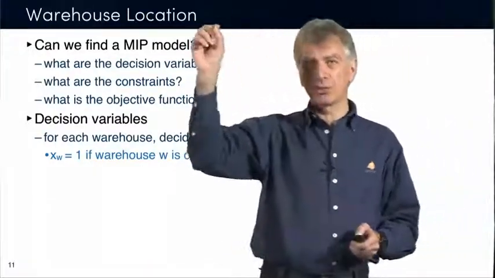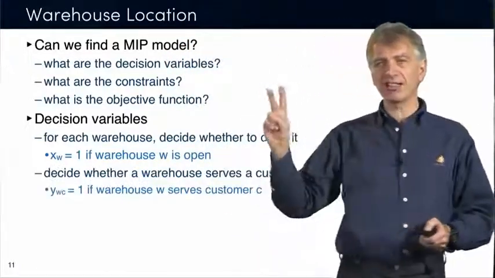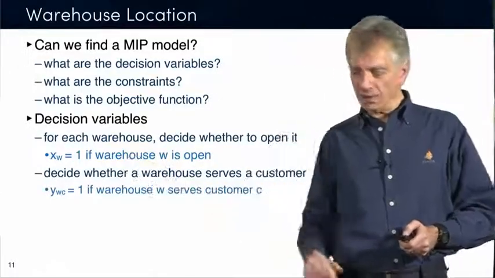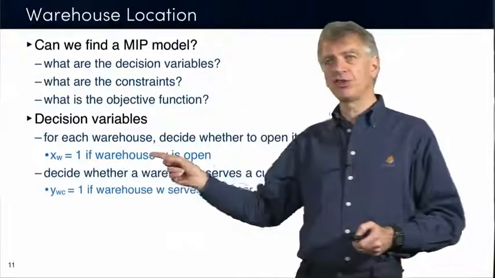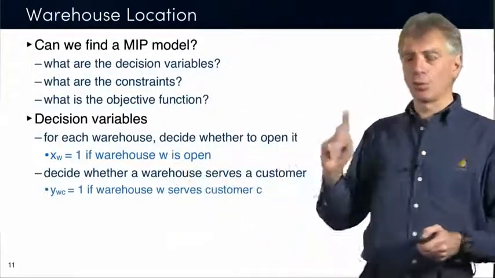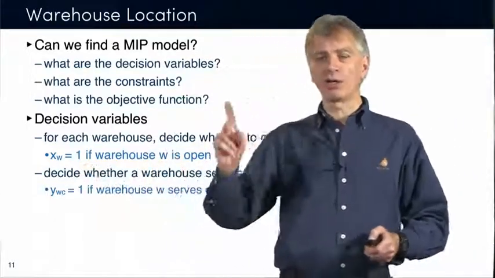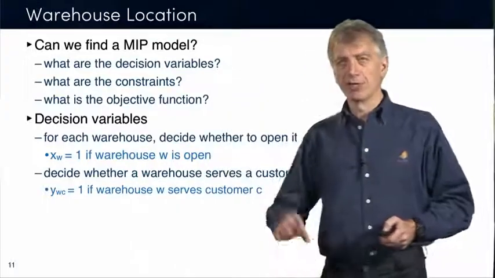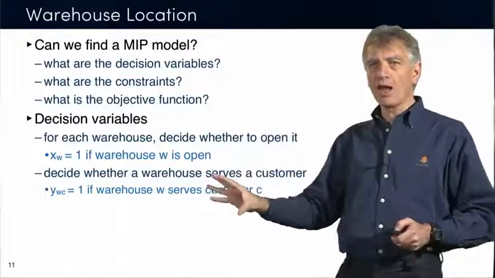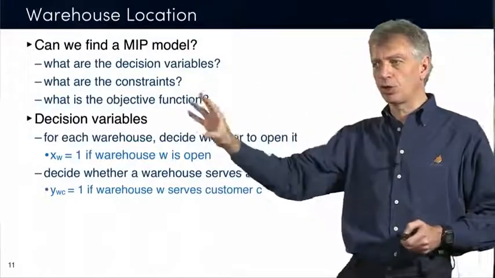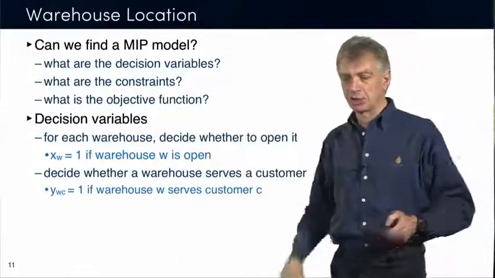Now we need a second thing. For every customer, we need to know which warehouse it's going to be allocated to. So we are going to use a second set of variables, which we call the y variables. ywc is going to be equal to 1 if customer c is served by warehouse w, and 0 otherwise. 0 would mean warehouse w doesn't serve customer c. So once again, two types of variables: whether we open a warehouse or not, that's the x variables, and the y variables tell me for a pair customer-warehouse, are these two connected? Is this warehouse serving that customer? Now we have the decision variables.